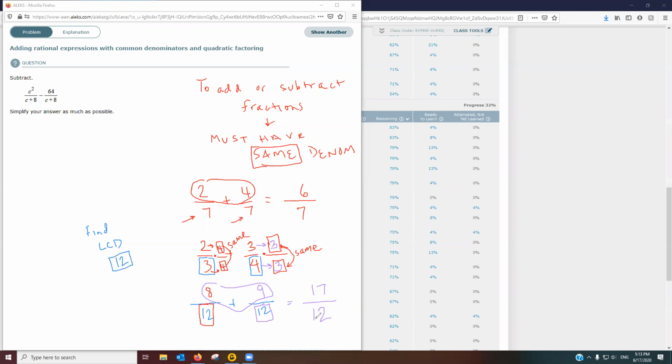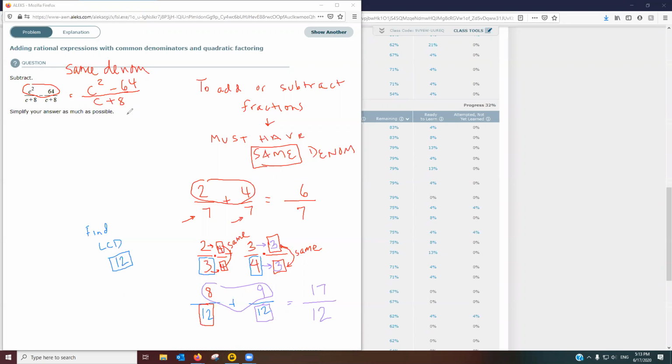Okay, so this is the idea of adding fractions or subtracting fractions. You must have the same denominator. If you don't have the same denominator, you have to take some extra steps in order to get what we call a common denominator. So let's go to this example. This example, actually, we do have the same denominator. So that's good news. Well, the rule is keep the denominator as is. And now I'm just going to go ahead and subtract the numerators. So that's going to give me c squared minus 64.